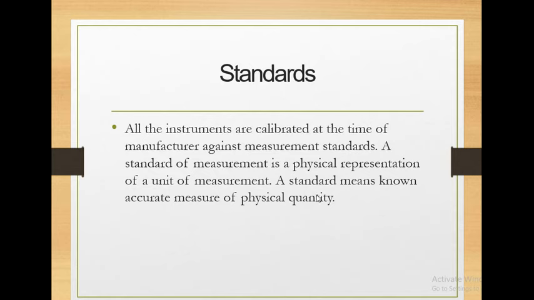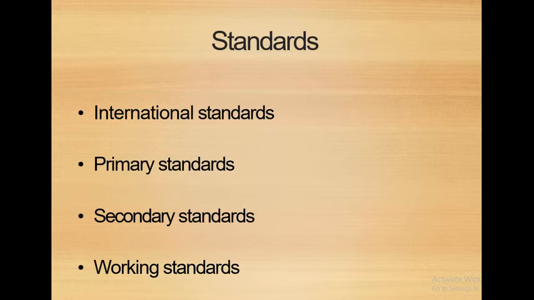For example, if you take 1 kg, it is a standard physical quantity of 1 kg which will be universally accepted. That's why it is written over here, that a standard means a known accurate measure of a physical quantity. If you see the broad classification of standards, standards are defined in 4 ways.